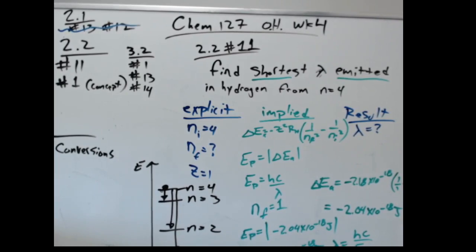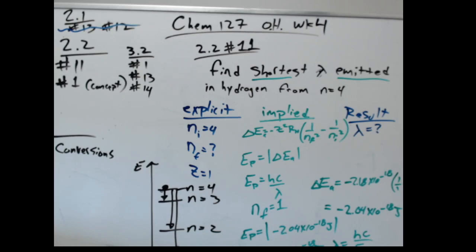Units of meters, because the speed of light was in meters. Energy of the photon is in joules. That cancels out with Planck's constant. The 1/seconds from the speed of light cancels out with Planck's constant. I'm just left with meters. Is that part good? Yeah.